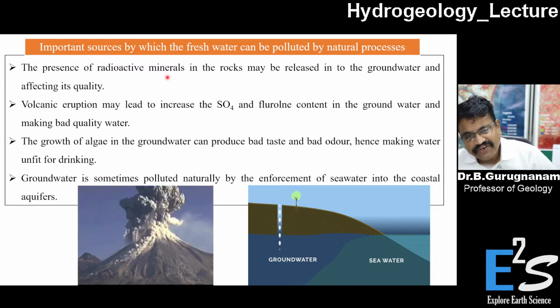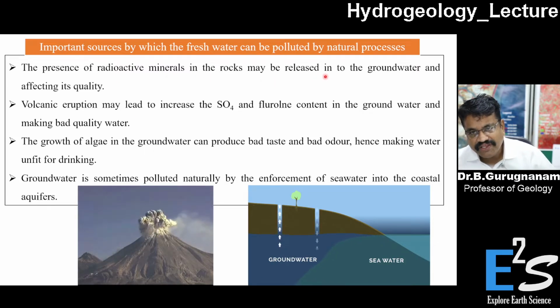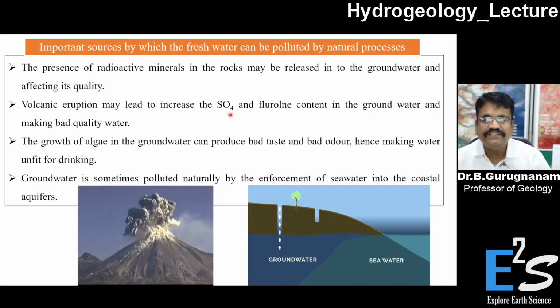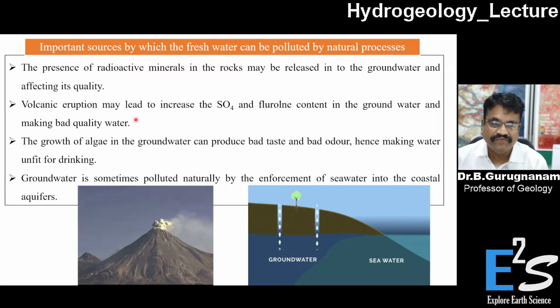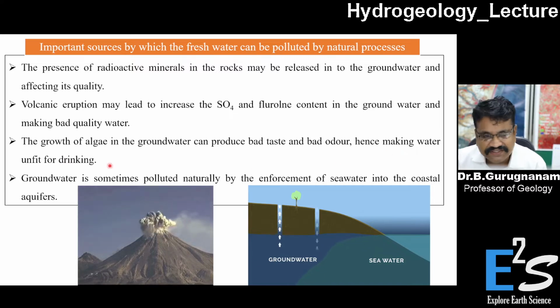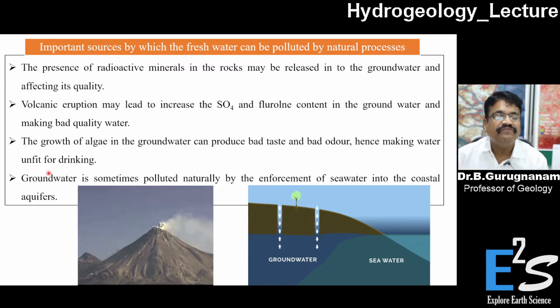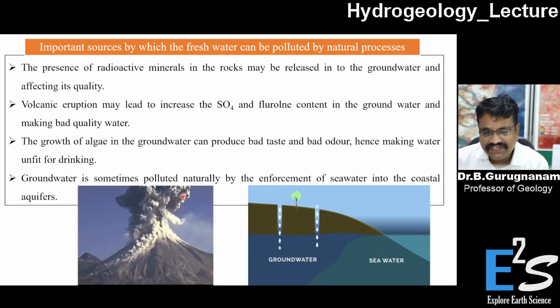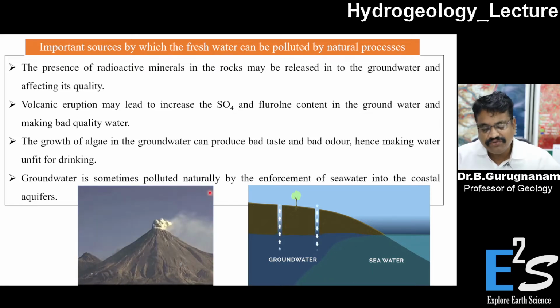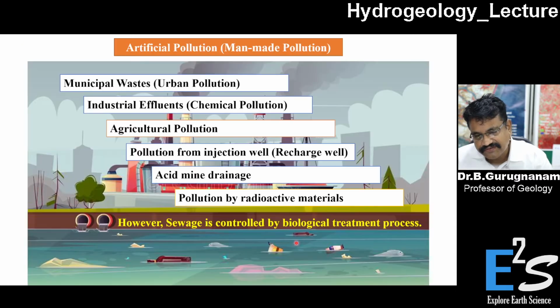The presence of radioactive minerals in the rock may be released into the groundwater and affect the quality. Volcanic eruption may lead to an increase in the sulfate and fluoride content of the groundwater system. The growth of algae in the groundwater can produce bad taste and bad odor, hence making water unfit for drinking. Groundwater is sometimes polluted naturally by the encroachment of seawater into the coastal aquifer. This animated diagram shows it.